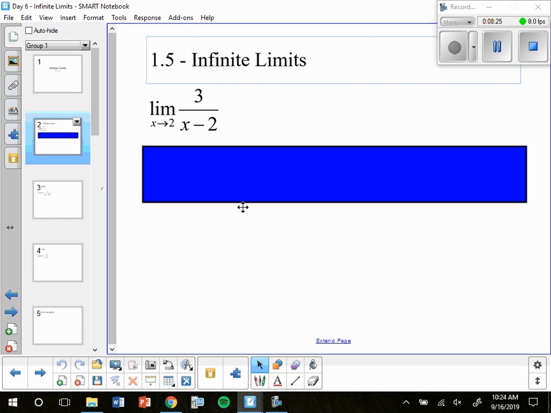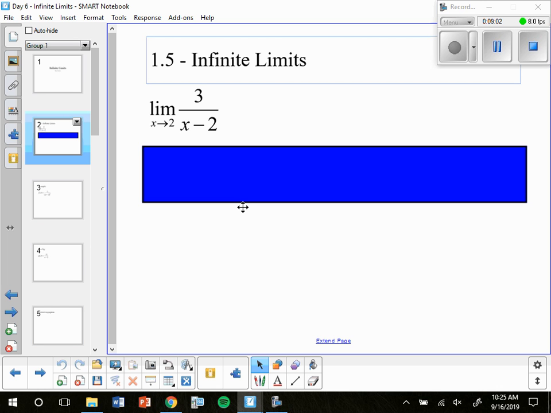So we're looking today at infinite limits. And I want to start by looking at the limit as x goes to 2 of 3 over x minus 2. Before, I don't even really want you to think about how to do this. I want you to go through the 4 ways we know how to evaluate limits. What's the first one? Direct substitution. Let's try that. What do we get? We get 3 over 0, which is what? Undefined. It's not indeterminate. It's not 0 over 0. It's undefined, which is different.